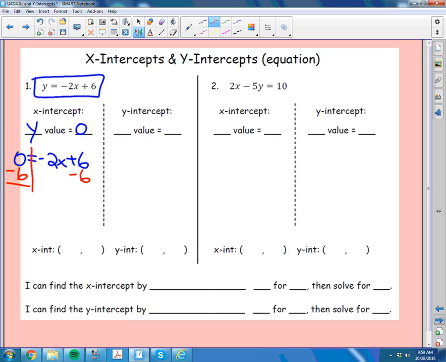What is 0 minus 6? Negative 6 on the left-hand side and -2x on the right. How do we get the x by itself? Divide both sides by -2. This cancels, and our x equals positive 3. Our x value is positive 3, which tells you if you graph this line, I know it crosses the x-axis at 3, or more specifically, (3, 0).